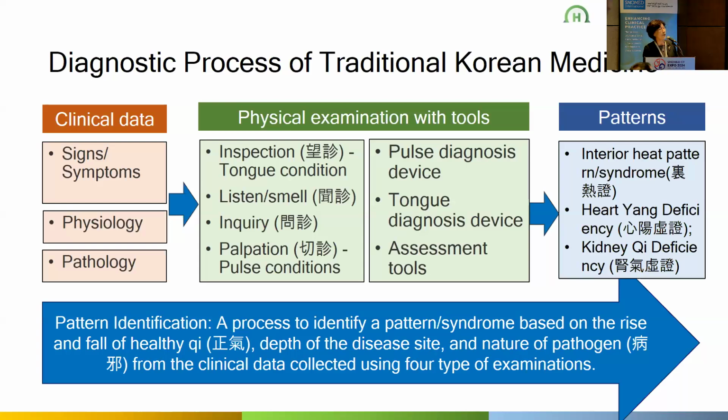Then after going through all these processes, they come up with patterns. Sometimes they call them syndromes. I think the term pattern is used interchangeably with syndrome. From the left side to the right side, there is a process called pattern identification. That's how I understood it. I hope I understood correctly.